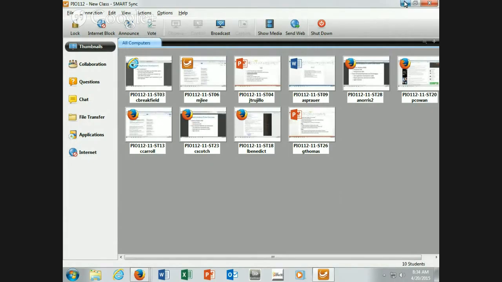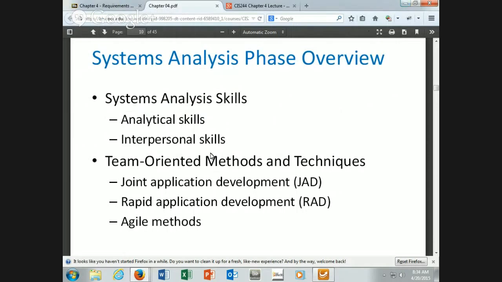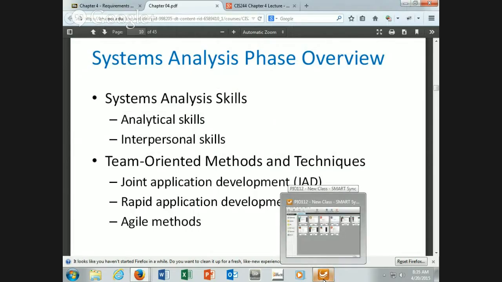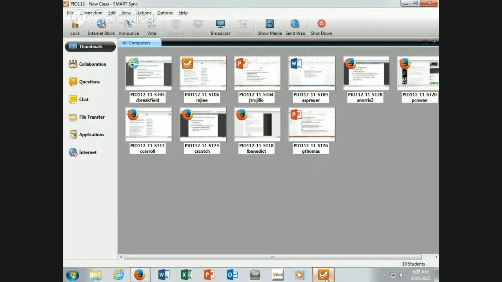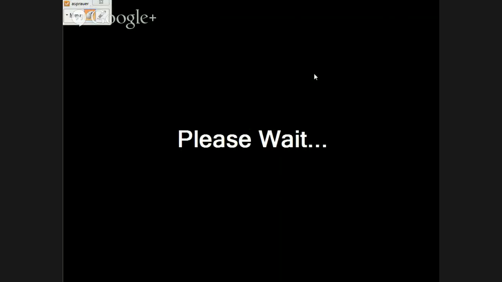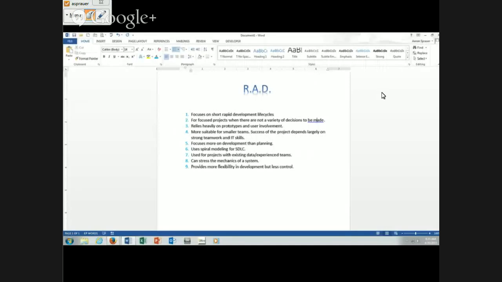Okay, what was the other one? Who had rapid application development? Okay, where is that one? Is that the Word doc? Yeah. All right. So tell us about RAD, besides the fact that it's totally rad, dude.